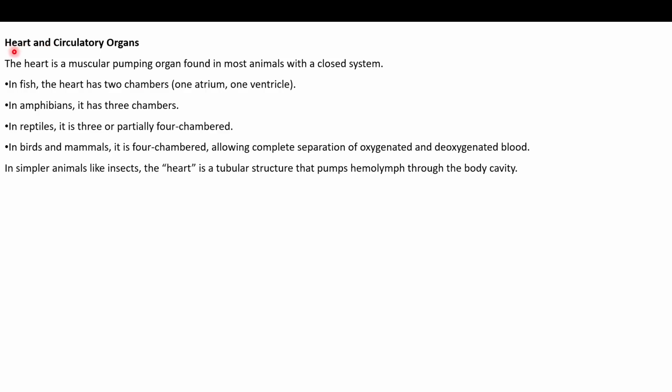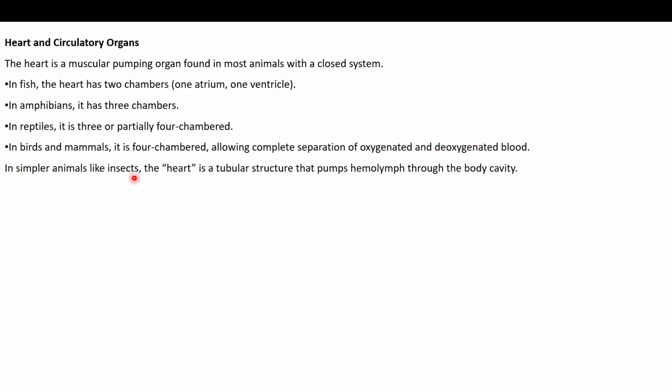So if we talk about the heart and circulatory organs, the heart is a muscular pumping organ found in most animals with a closed circulatory system. In fishes, the heart is two-chambered, having one atrium or one auricle and one ventricle. In amphibians, it is three-chambered, two atria or two auricles and one ventricle. In reptiles, it is three or partially four-chambered, whereas in birds and mammals, it is a double circulatory system. It is four-chambered, allowing complete separation of oxygenated and deoxygenated blood.